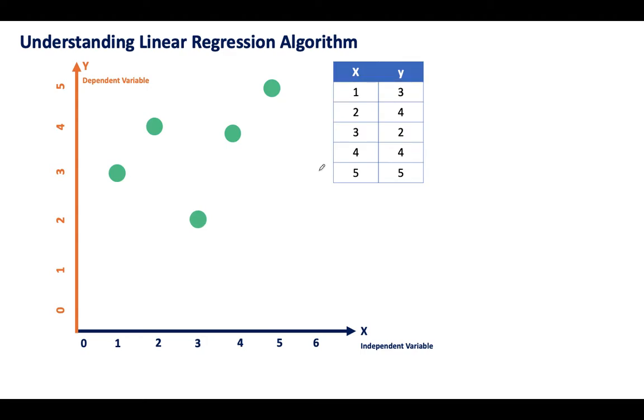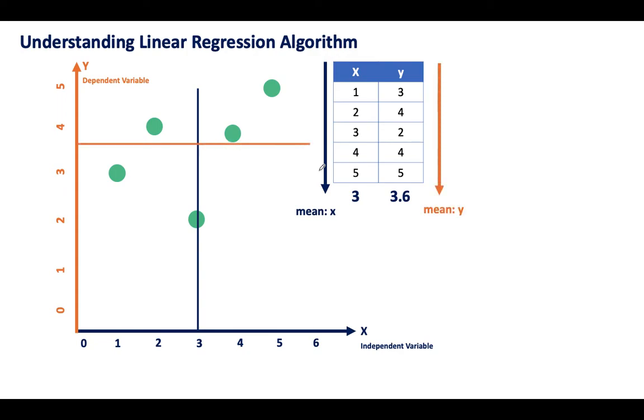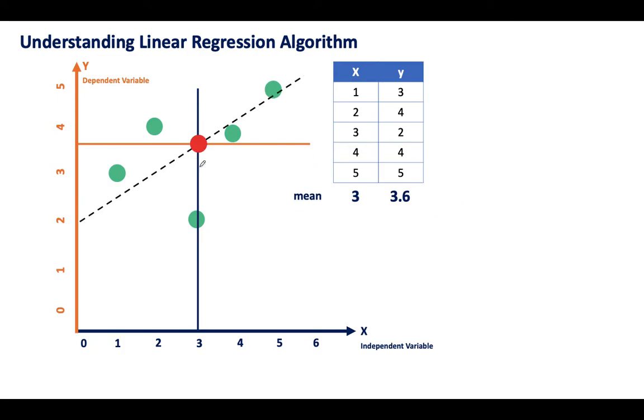Now what we have to do is find the mean of x first of all. The mean of x will be 1 plus 2 plus 3 plus 4 plus 5 divided by the number of terms, and that is going to be 3. So we'll pass a straight line at 3 on the x-axis. Similarly for y, we'll find the mean, which is going to be 3.6, so we'll pass a line there too. Now we'll plot one point here, the nearest point, and from here we can pass a straight line. We can say it is a regression line.